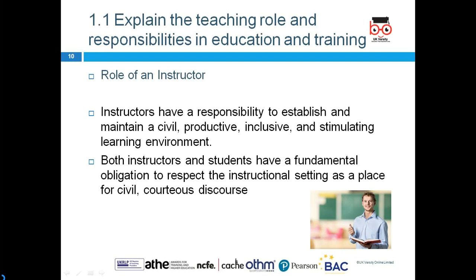Then you've got an instructor on here, and we're almost to the end of these roles. So an instructor is there to establish and maintain a civil, productive, inclusive and stimulating learning environment. Instructors work within an instructional setting, where it's quite civil.